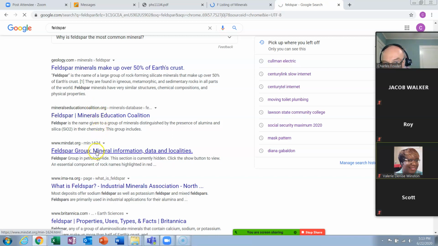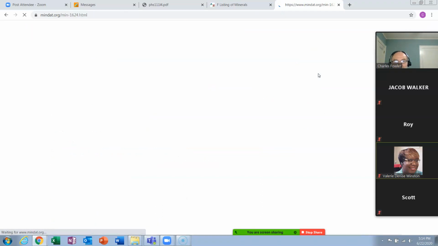I think this, you decide for yourself. Let's just see if this one will work. Seems like that might have the most information of the ones I see here. Maybe properties, uses, types, but this seems like good mineral information. Still waiting. It usually goes faster than this.